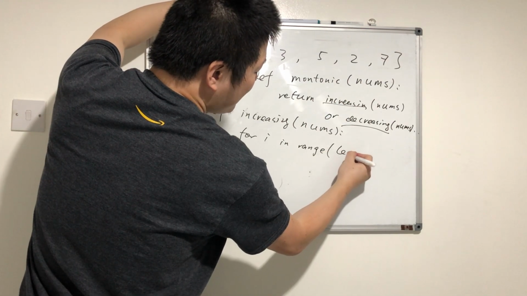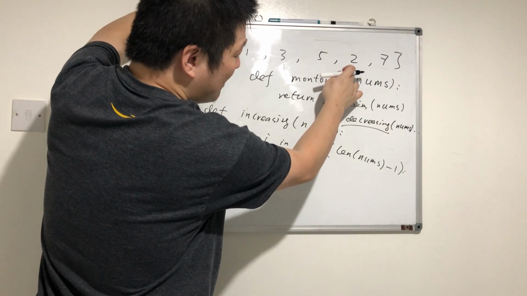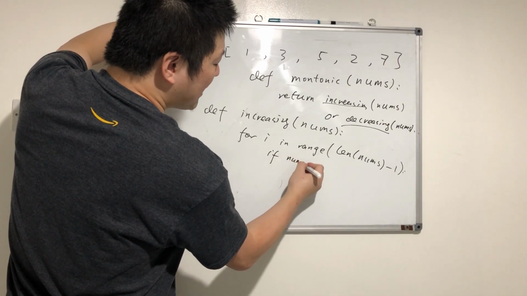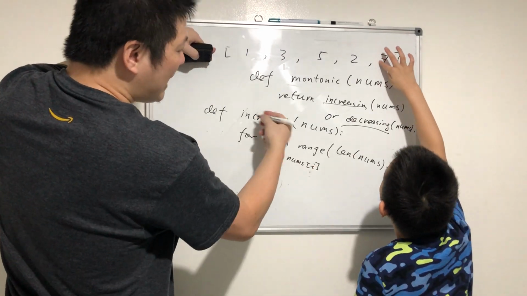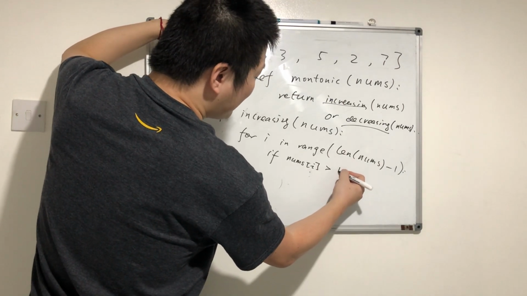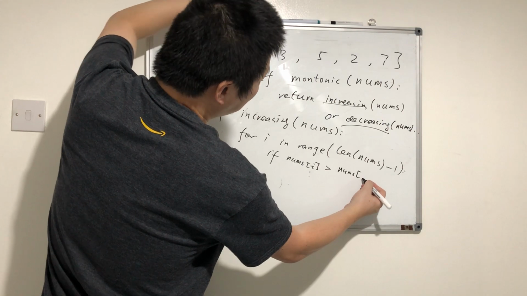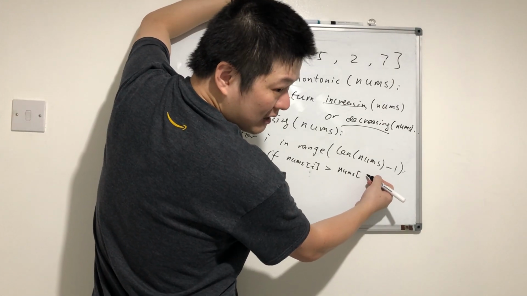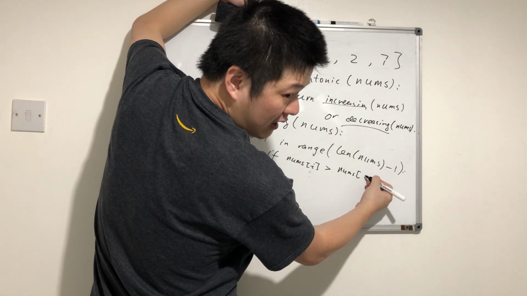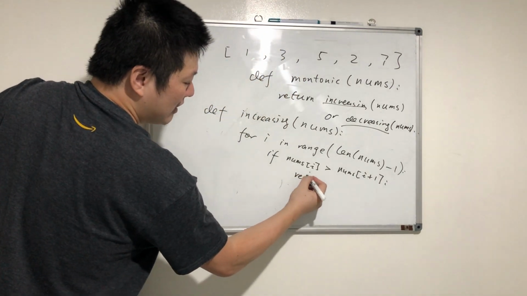The length of nums minus one. Remember, we go up to here. Then look, if nums at the current index i is bigger than nums at the next index, what should I put here? This is i, and the next is i plus one. Come on, it's an easy one. Then return what?